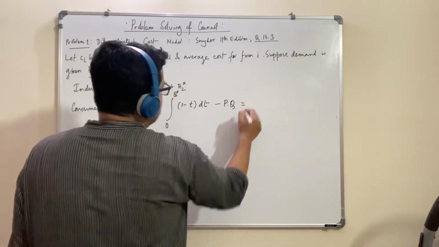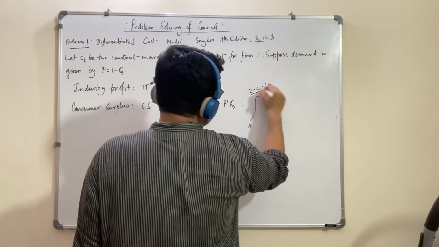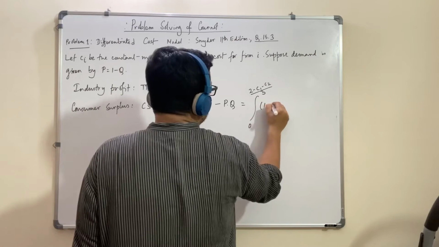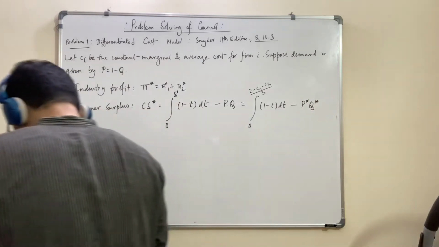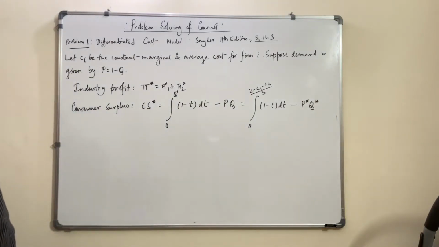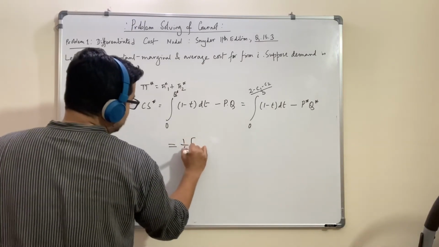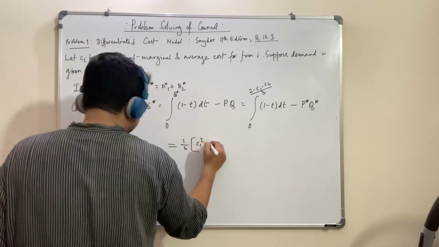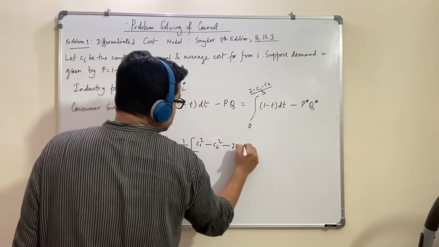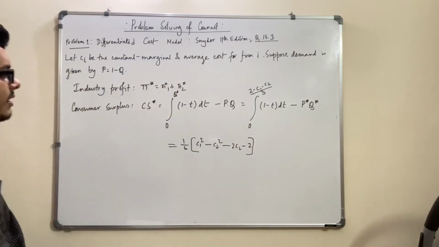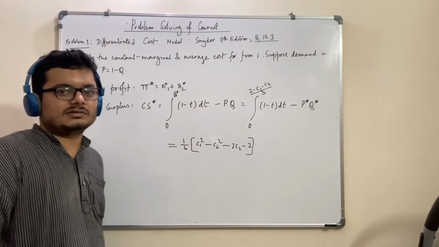Okay, so we know our Q star, so it will be integration 0 to 2 minus C1 minus C2 divided by 3, 1 minus T dt minus P star Q star. So we know all those equilibrium values. Now again, I am not really going to calculate, but if you calculate it, then it will be 1 by 6 C1 square minus C2 square minus 2C2 minus 2. Okay, so you can guess the calculation involved behind all of this, so we are not really interested in that.